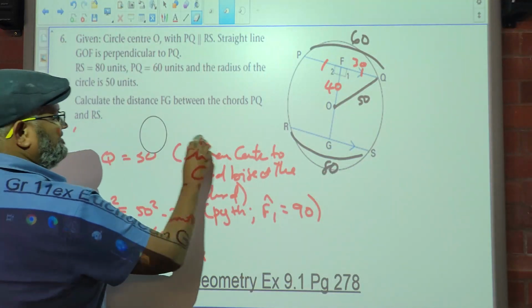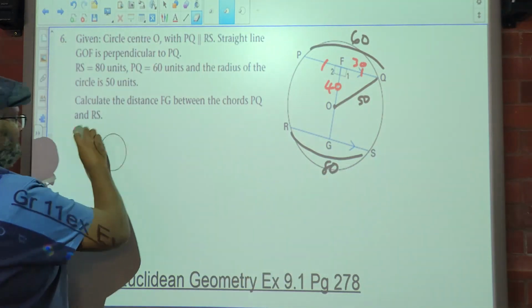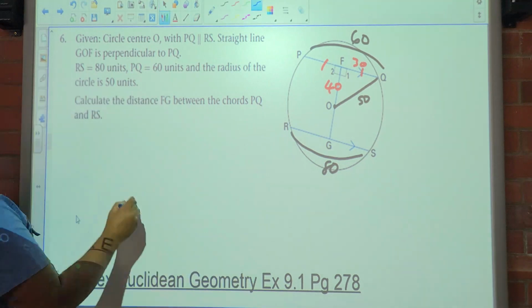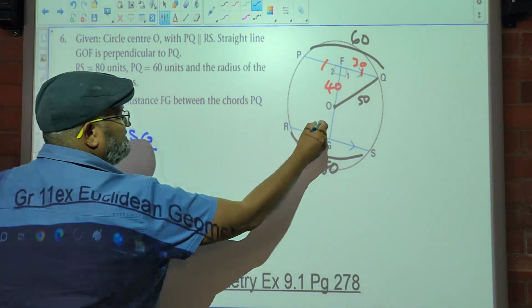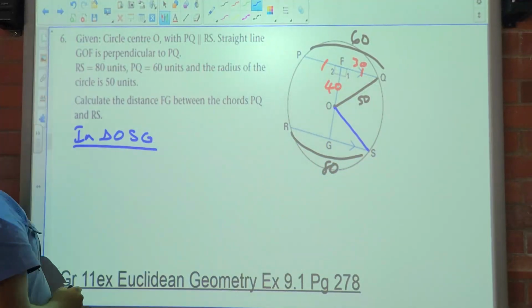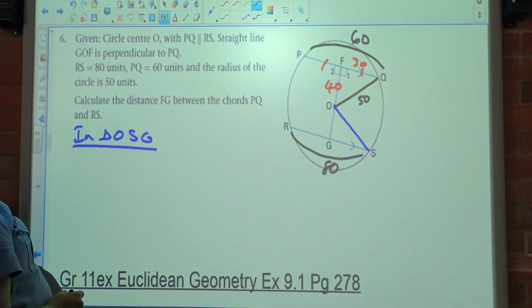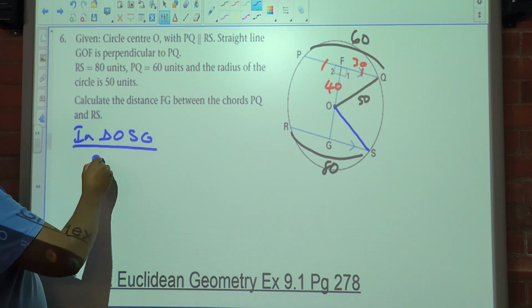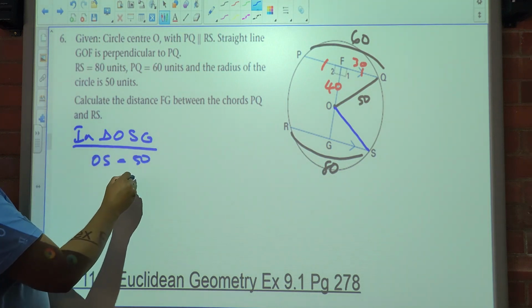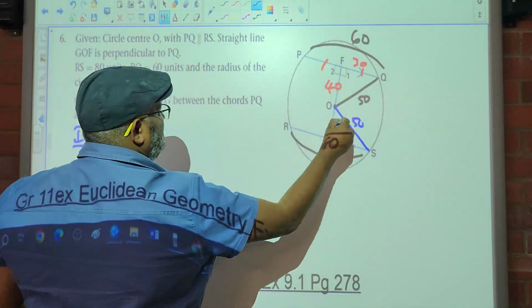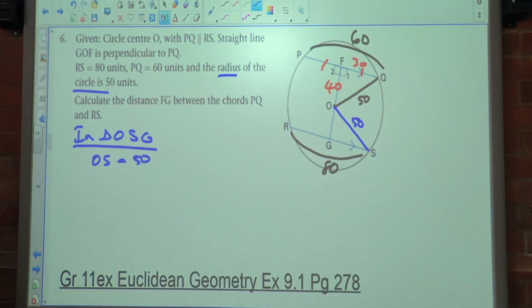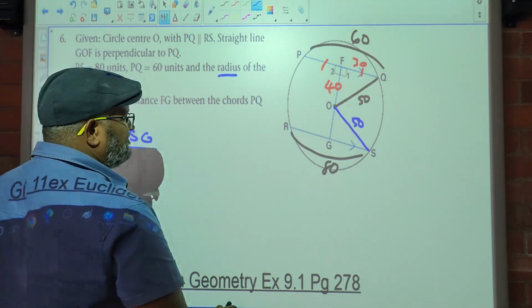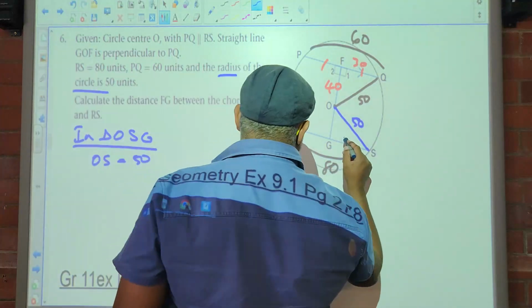Now, in the other triangle, triangle OSG, OS would be your radius, which is 50. We're told the radius is 50 and we're getting 40. So I want to find GS. What is GS? Can I just say GS is 40 here?